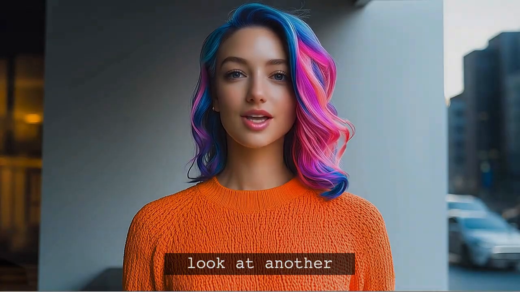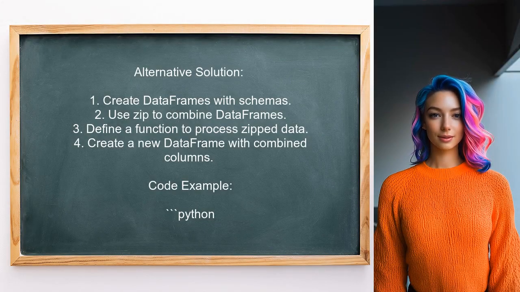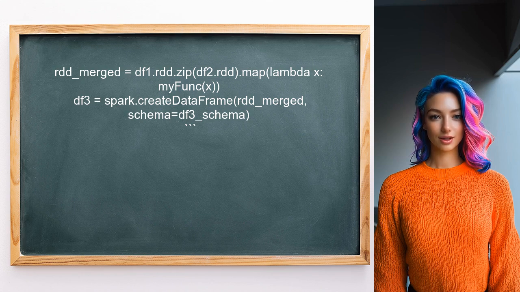Let's take a look at another one. An alternative approach to merge two data frames column-wise in PySpark involves using the zip function. This method combines the two data frames without performing a join. The user creates two data frames with schemas for their respective columns and then zips them together. A custom function processes the zipped data to create a new data frame with the combined columns.